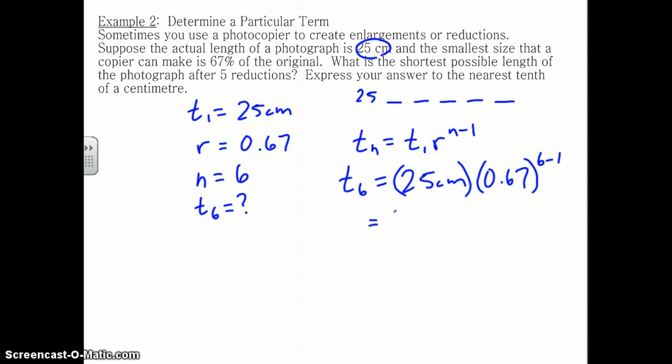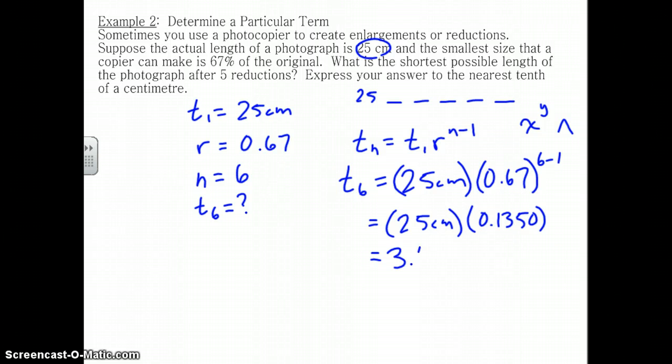So just working this out, the intermediate steps, 25 centimeters. This is 0.67 to the power of 5, so you use your x to the y button. It should look something like that on your calculator, or y to the x on some of them, or on some of them even just an up arrow like that. And that works out to be 0.1350, and then working that all out, we get 3.4 centimeters. So after 5 reductions, we can make the shortest possible length to be 3.4 centimeters.